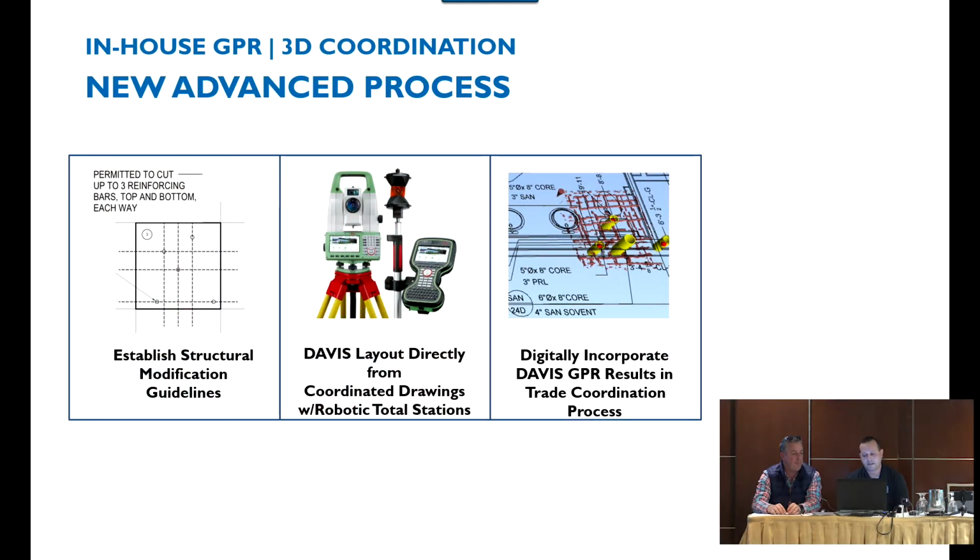We then capture this GPR data, the ground penetrating radar information, and we now incorporate that into our Navisworks model. So what you see there is an example of an actual GPR scan. It's actually kind of a bad scan.